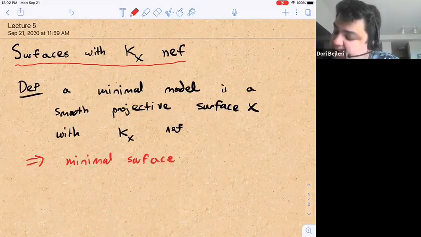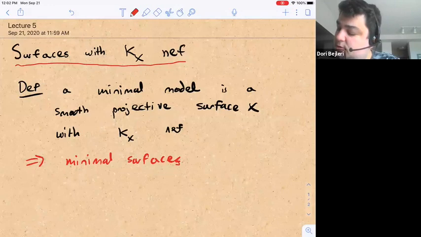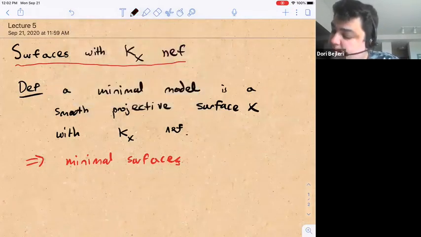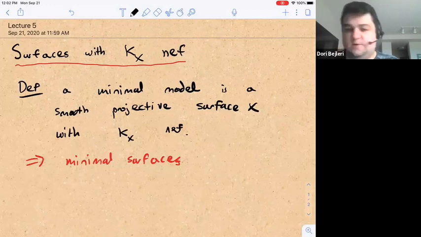It also means that we're not in the situation where we're a P1 bundle or a rational surface. Okay, so another way to phrase the goal of this week is to study minimal models in dimension 2, and essentially where the name of this field comes from.